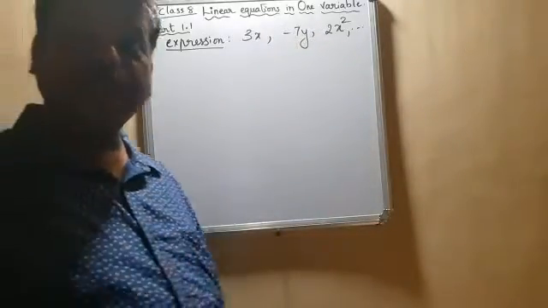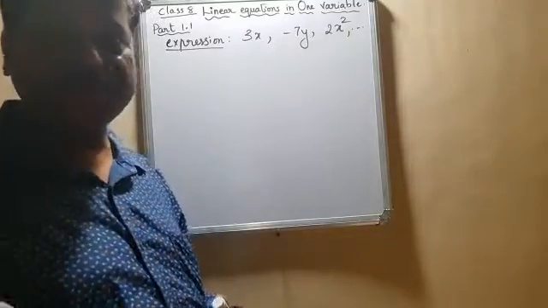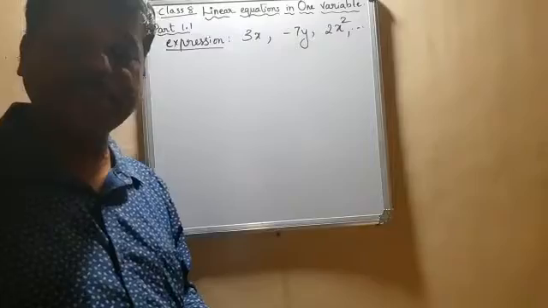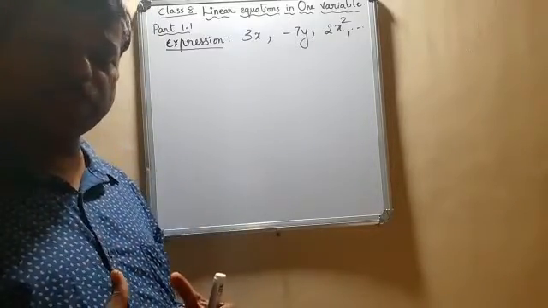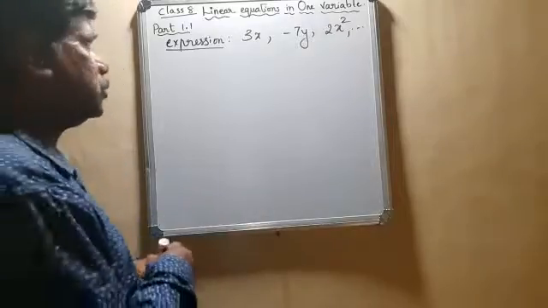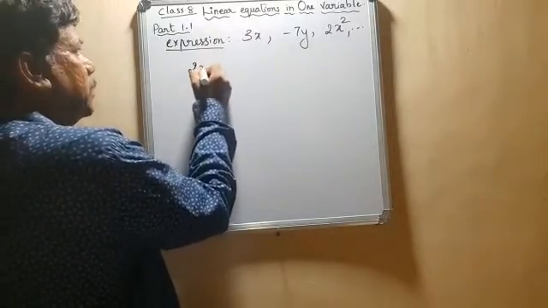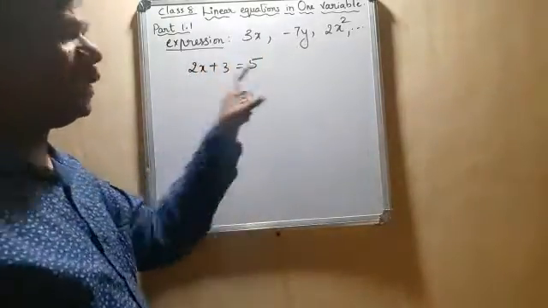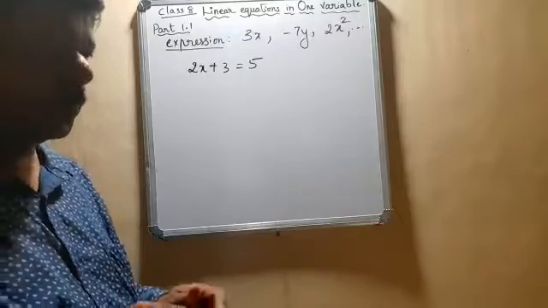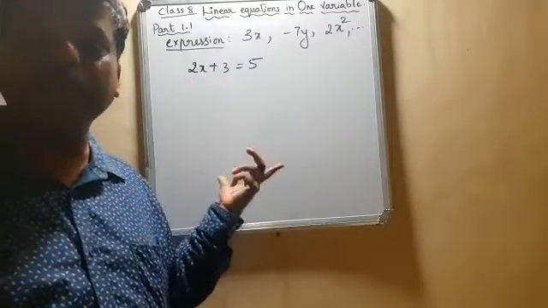Now when algebraic expressions are taken with the equal to sign on the other side, then we call it an equation. So we are equating an algebraic expression to something else. So let us do that. Here let us say 2x plus 3 is equal to 5. Now this kind of expression, we call this an equation.